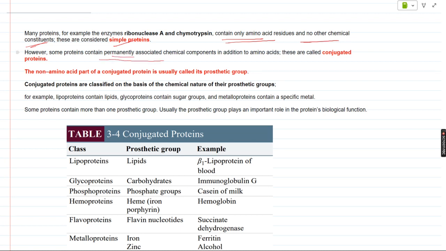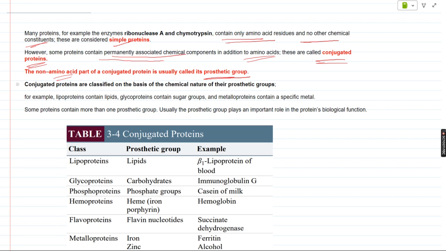Some proteins contain permanently associated chemical components in addition to these amino acid residues, and hence they are called conjugated proteins. So apart from the amino acid residues, they also contain some extra chemical component. The non amino acid part of a conjugated protein is usually called its prosthetic group. So conjugated protein equals prosthetic group plus simple protein. That's the basic equation that you can derive.